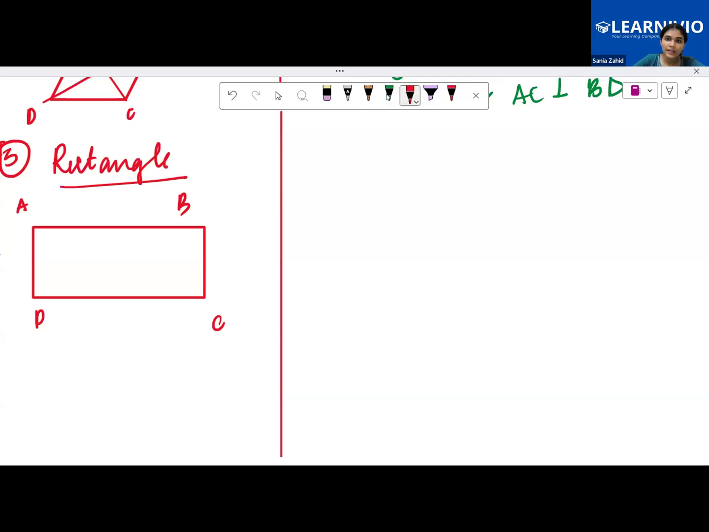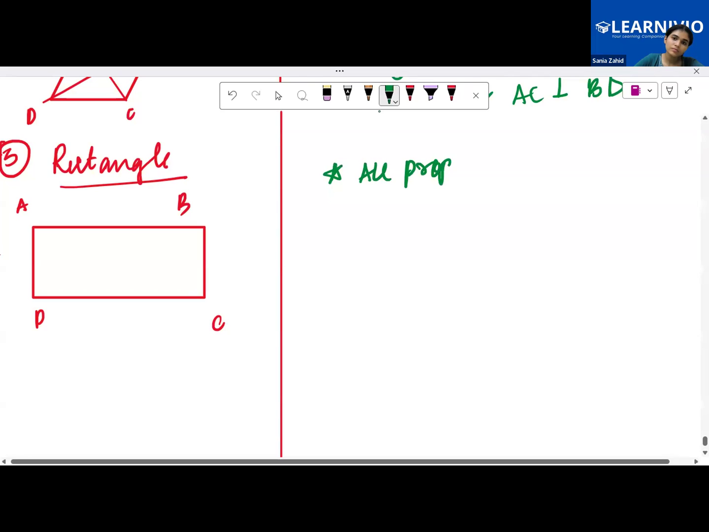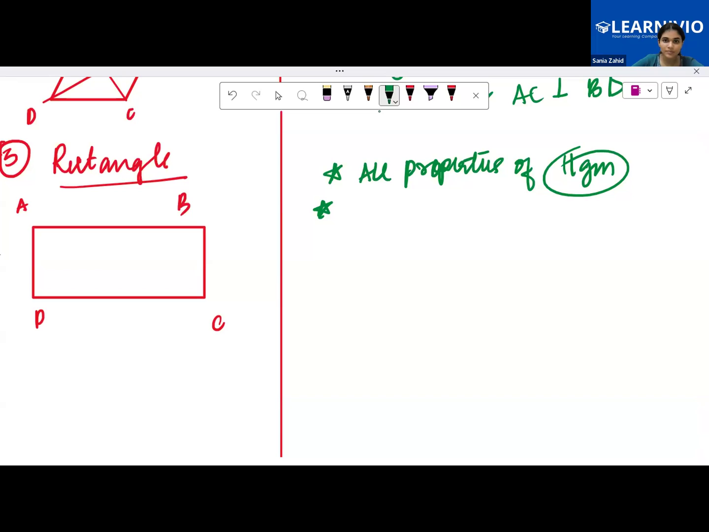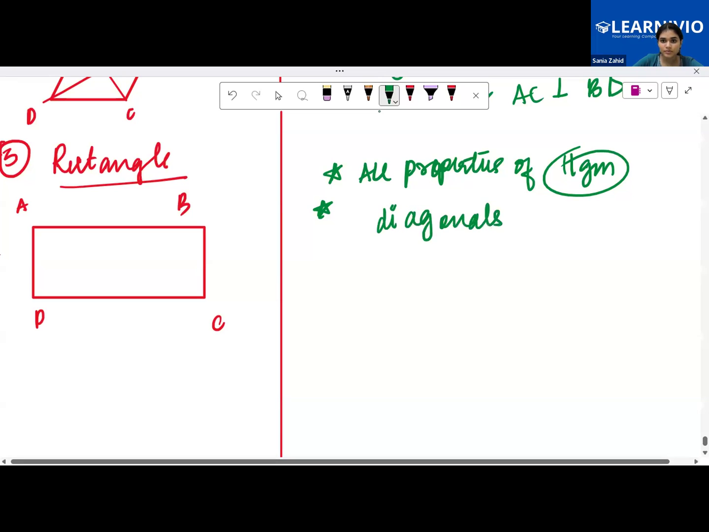See, so you can write like all properties of a parallelogram. This is the short form of writing parallelogram, right? Two parallel lines and then GM, short form. But don't use this in your examinations. Just use it when you're practicing. Okay, what about the diagonals? Diagonals are equal.